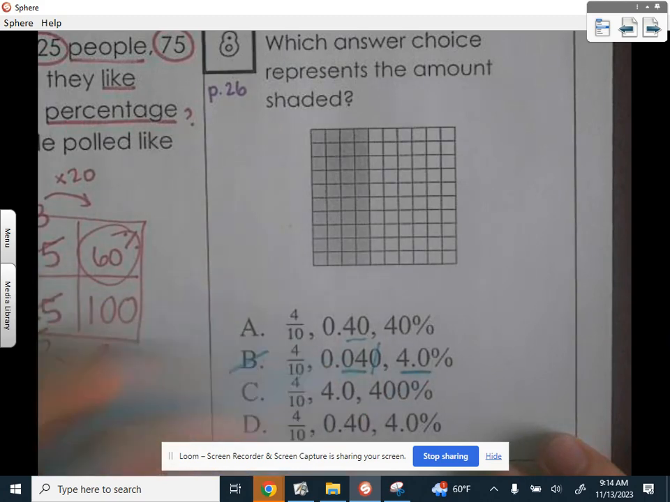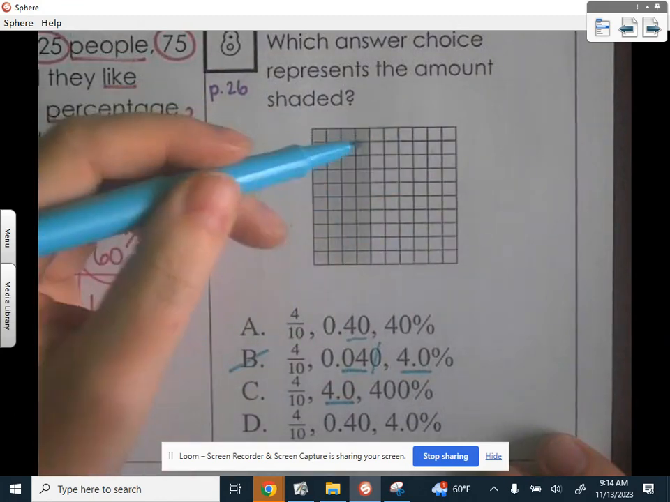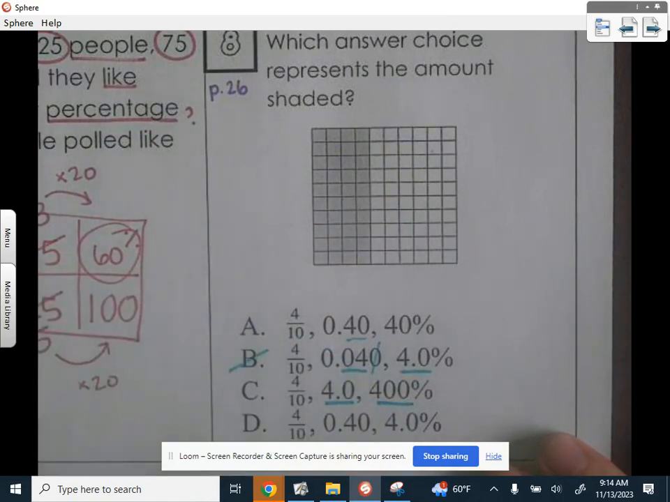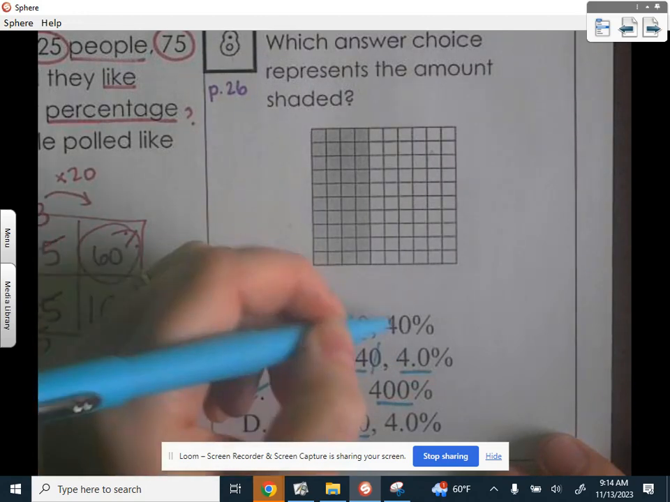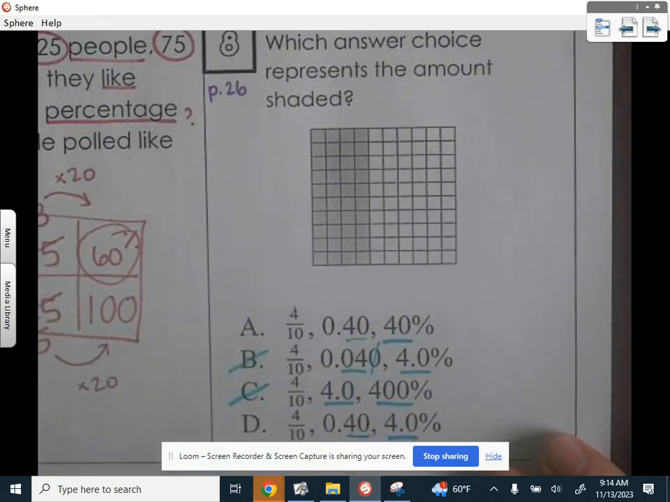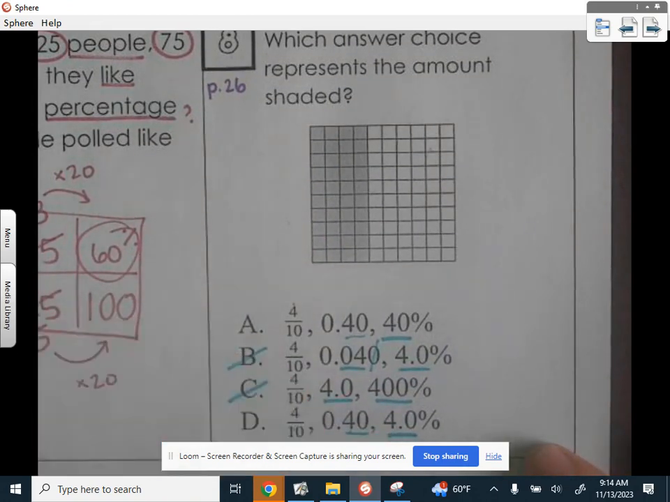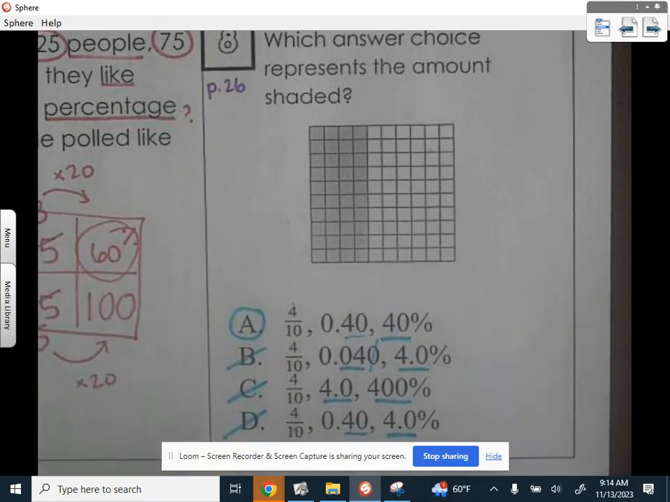It also has 4%, and again, percent is out of 100, so that would be 4 shaded out of 100. This is 4.0, as in 4 wholes. That would be 4 of these models that are all completely shaded. Same with 400%. 100% is if the whole thing's shaded, so 400% would be 4 of them all completely shaded. And then this one also has the 0.40, so this one is the same here and here, it's the same here and here. The difference is 40% versus 4%. This does have 40 shaded out of 100. This would be if there were only 4 shaded out of 100. So A is your answer on this one.